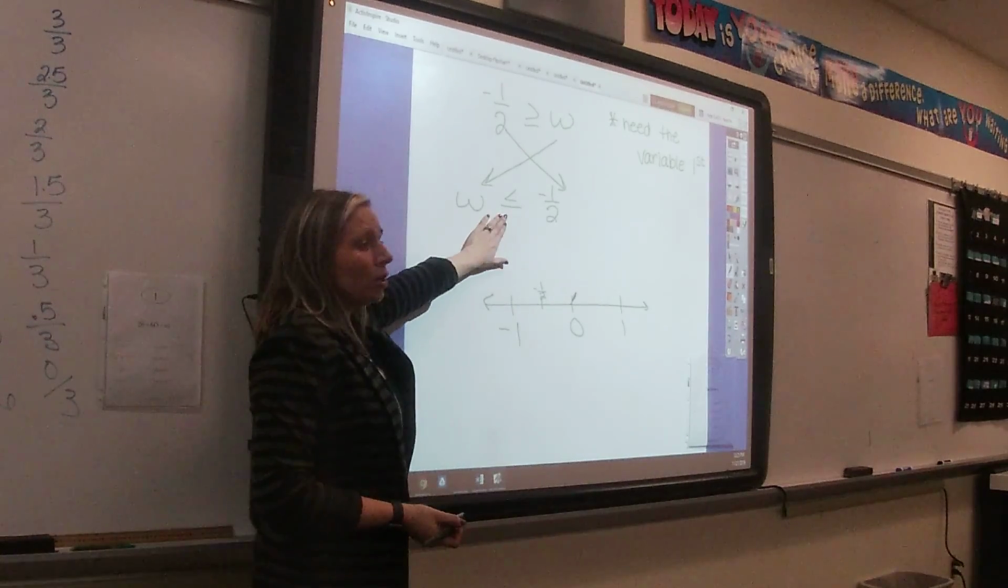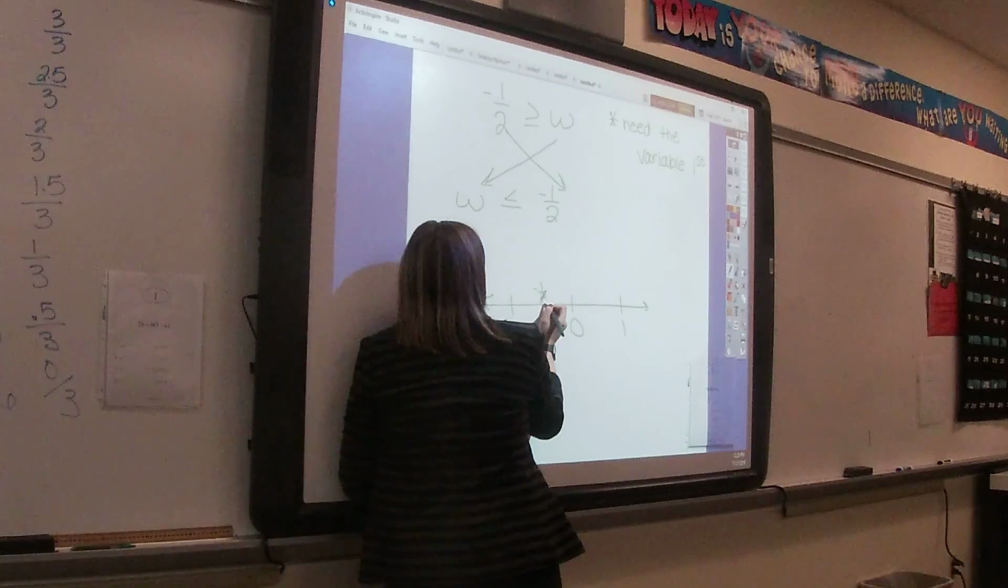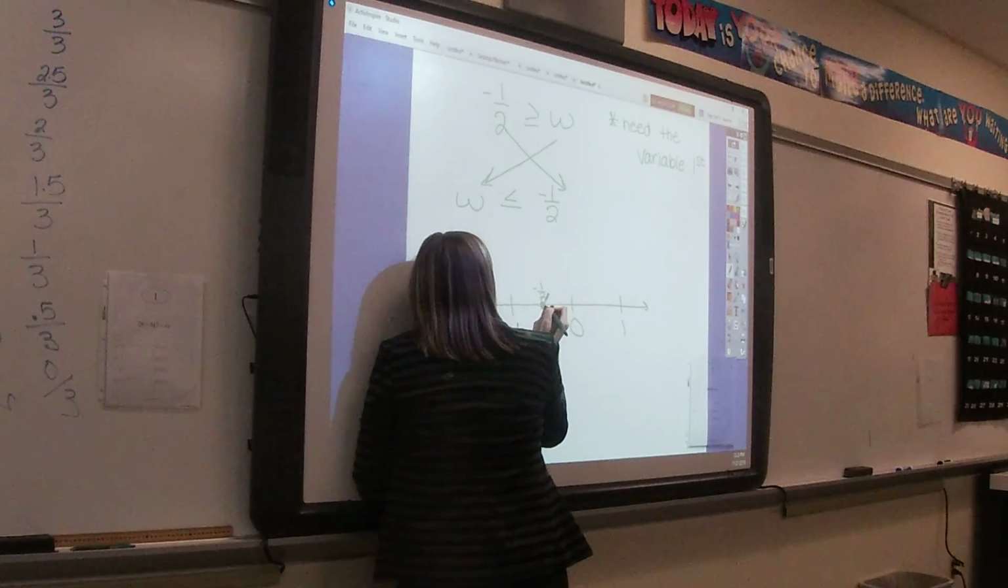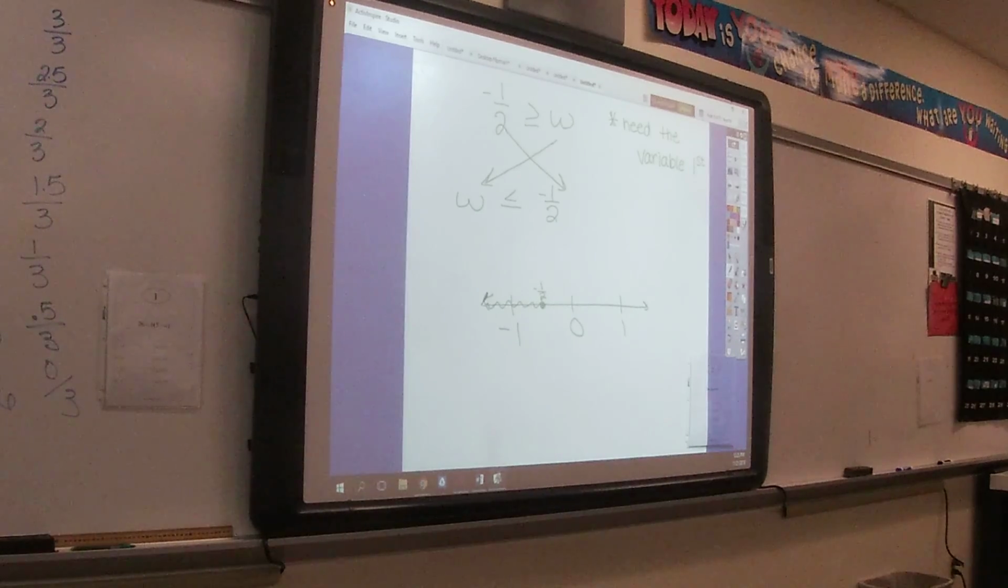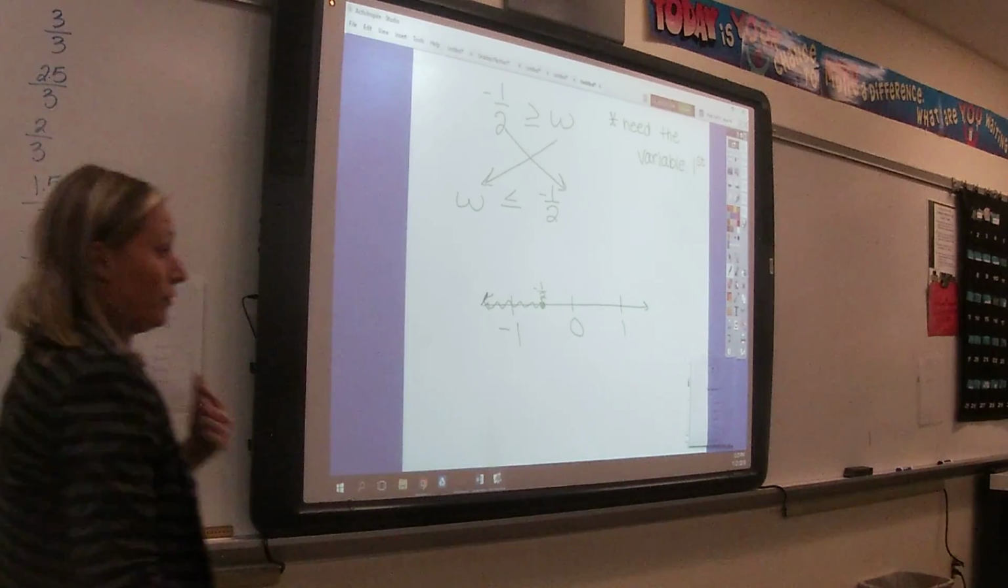Is this going to be an open or closed circle? Closed. Am I going to shade to the right or the left? Okay, now, all of that information, probably review. Why am I using a closed circle? Because it can be greater than or equal to. Because it can be -1/2.